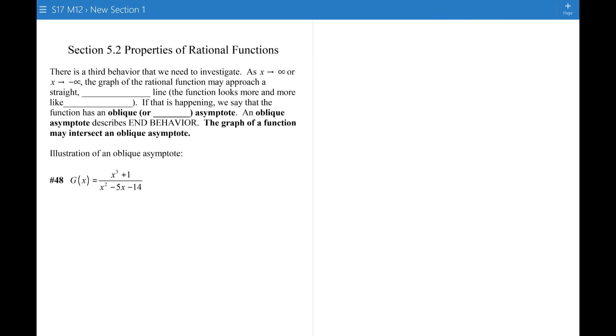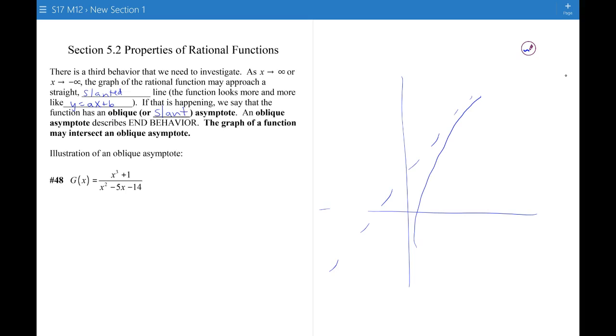As x gets very large or very small, the graph of the rational function may approach a straight, slanted line. The function looks more and more like some line y equals ax plus b. So when that happens, we say you have a slant asymptote, and the graph is approaching that oblique or slant asymptote. So this only describes, again, the end behavior of what's happening over here when x is very big and x is very small. The graph of a function may intersect an oblique asymptote.